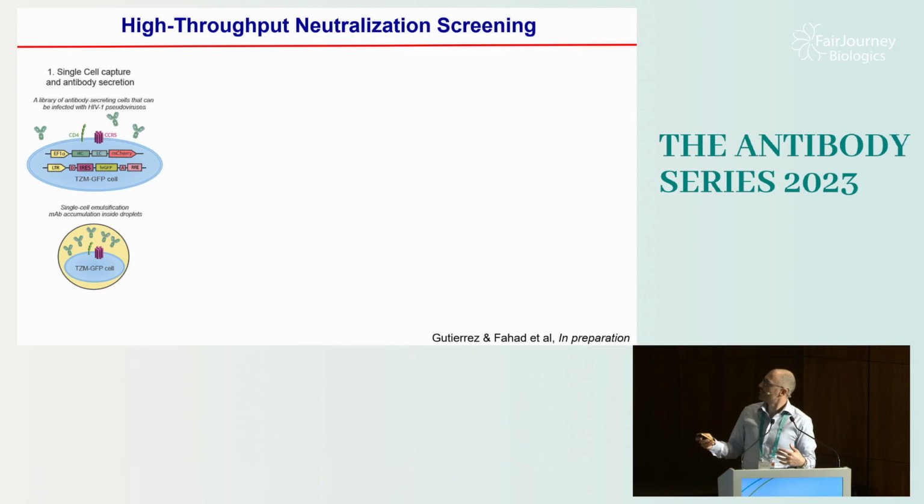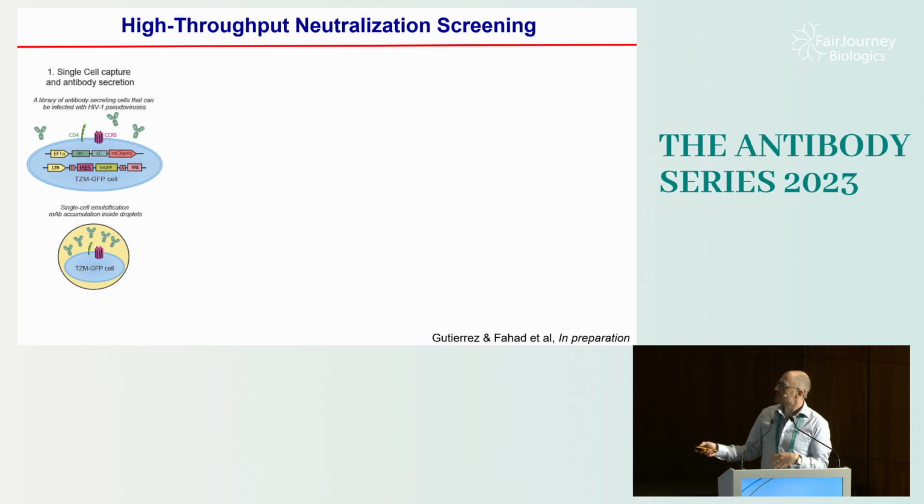So what we've done is we take a TZM-GFP cell, which is a variant of the most common cell line that's used for luciferase-based neutralization, which is TZM-BL. And this variant was developed that expresses a fluorescent molecule on infection. This cell is both capable of infection, and we can engineer it to secrete an antibody. And so we can have a library of these cells. Each one of them is capable of infection, and each one secretes its own antibody.